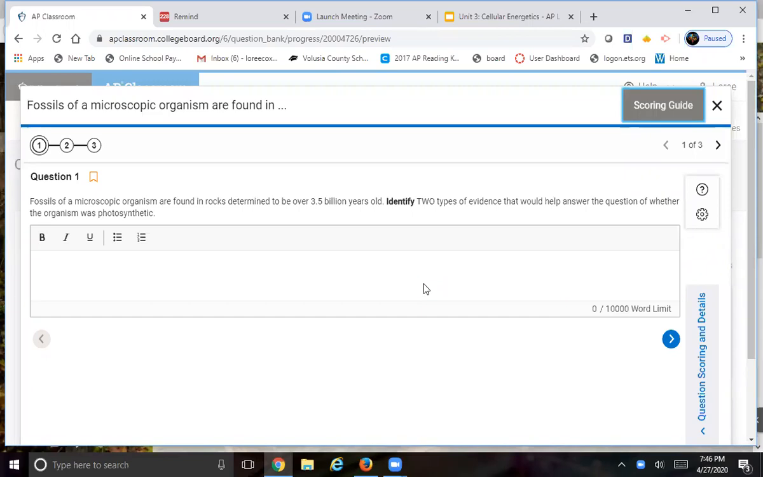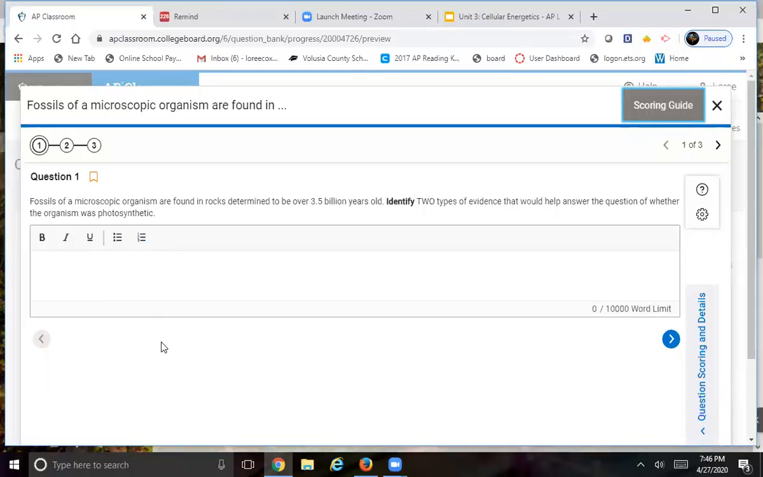It is time to go over how to fix your score on the 422 FRQ on photosynthesis, if you are choosing to do so. So let's look at question one. Question one says fossils of microscopic organisms are found in rocks determined to be over 3.5 billion years old. Identify two pieces of evidence that would help answer whether these organisms were photosynthetic.